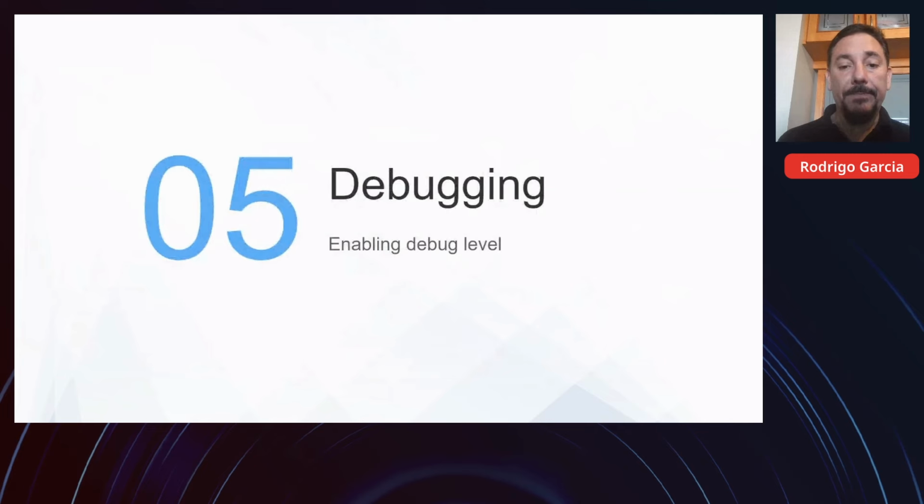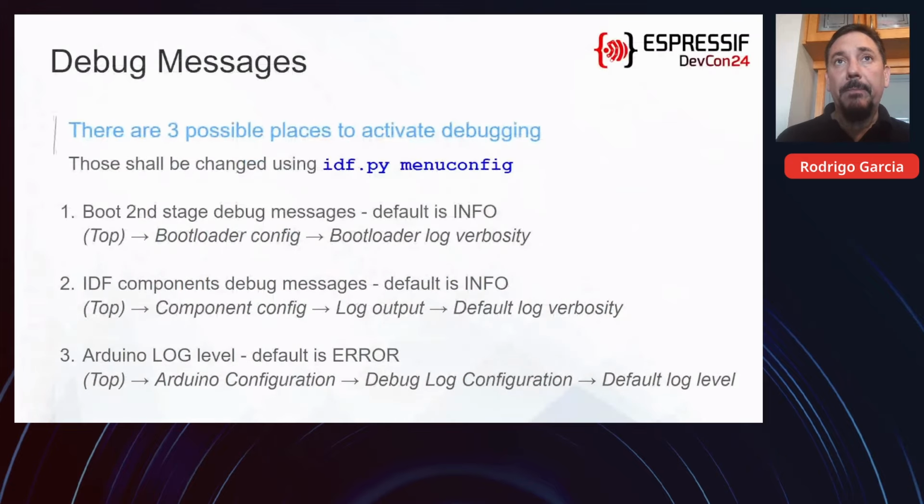Now we'll talk about debugging. Debugging meaning how you send log messages out. When you're talking about the log messages, you have three options. One is the bootloader messages. The other one is the IDF component messages. And the third one is the Arduino log messages. There is one log level for each one of those three different places. So in order to modify that, you can use idf.py menuconfig, go into the menu, and go through these different layers of the menu and modify the level of the log messages.